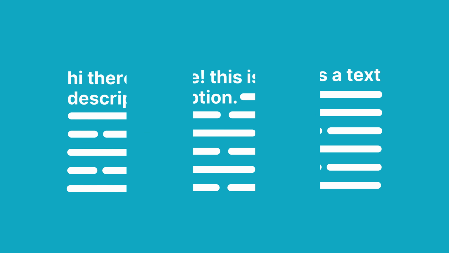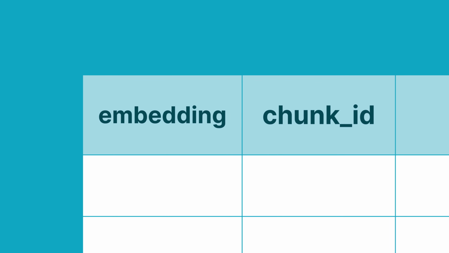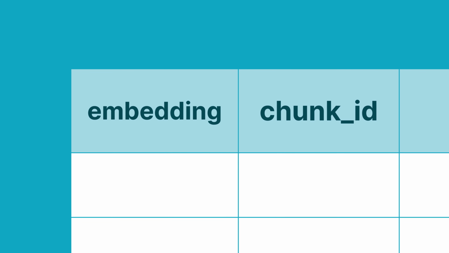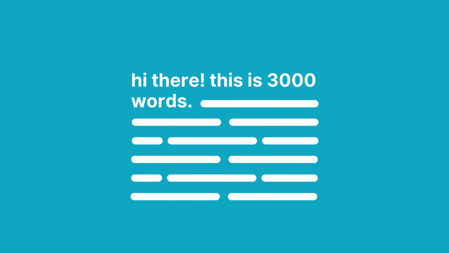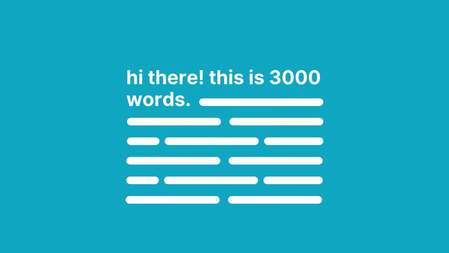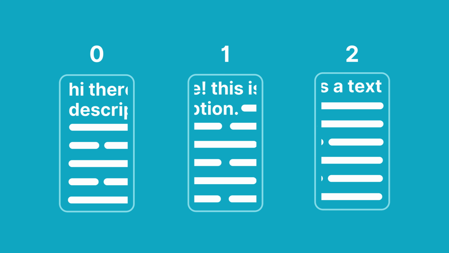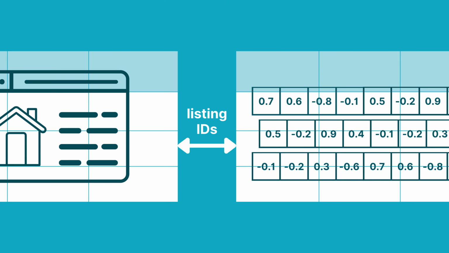Since the text descriptions are usually quite long, we need to partition the text into chunks before generating the embeddings, which is why we need a chunk ID to locate the position of any particular chunk of text. For example, if a 30,000-word description is partitioned into 1,000-word chunks, we would have 0, 1, and 2 as our chunk IDs. And then the listings and listing embedding table would be joined by the listing IDs.